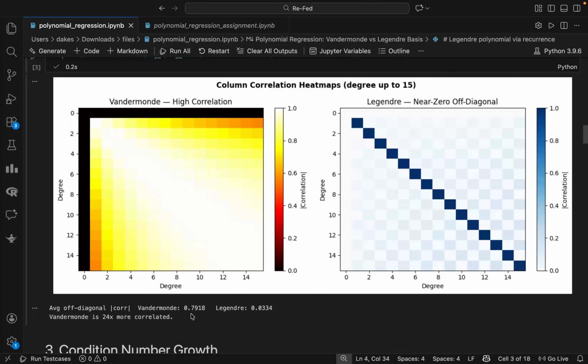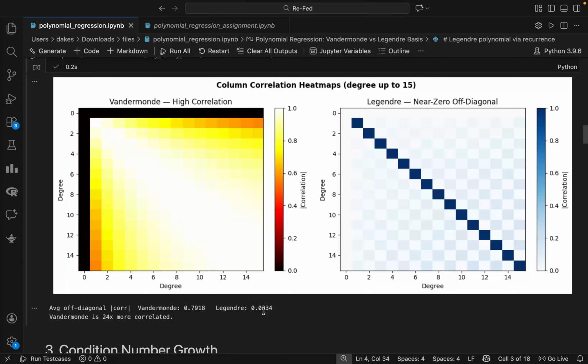This is very bad. The Legendre heat map is almost entirely white. The off diagonal entries are nearly 0, and the columns are nearly orthogonal. So as we can see, the correlation is 0.0334, which is very small. This directly explains why Vandermonde creates a nearly singular system.